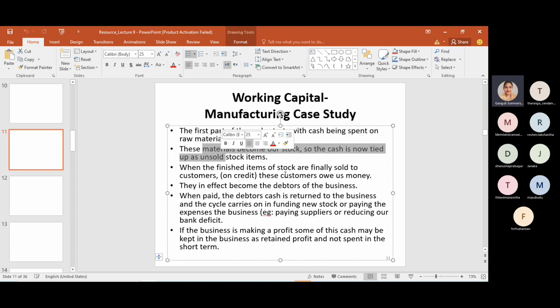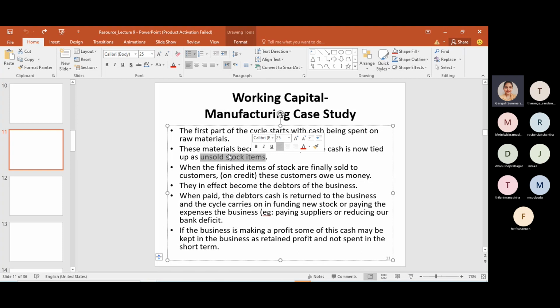Right? Our finished product has not been prepared yet. The finished item is not prepared yet. This is why these raw materials are called unsold stock items, because these raw materials have not been converted into finished products yet. These are just raw materials. They are not converted to products yet, so they are not sold yet. So we call them unsold stock items.